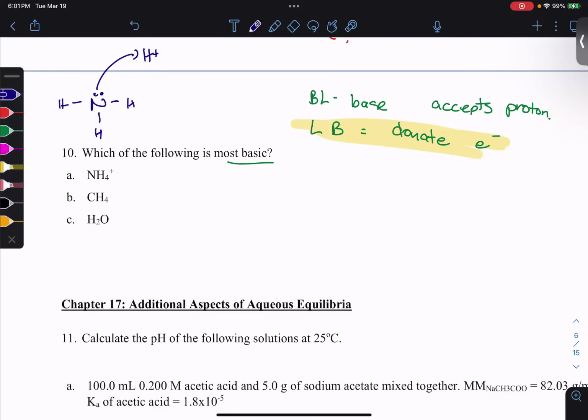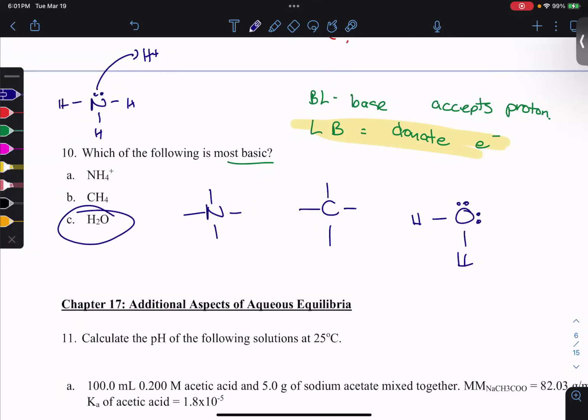So if we look at all of these structures, which of the following is the most basic? Drawing the structures is going to really help, right? So NH4+, does NH4+ have any lone pairs? It does not. What about CH4? Does it have any lone pairs? No. So can either of those be bases? They cannot. So what is the only thing that can act like a base? Water. Water is the only thing that can act like a base because it has those lone pairs.